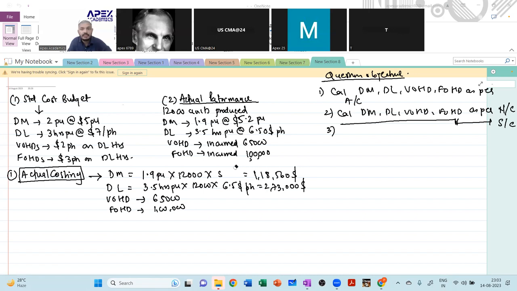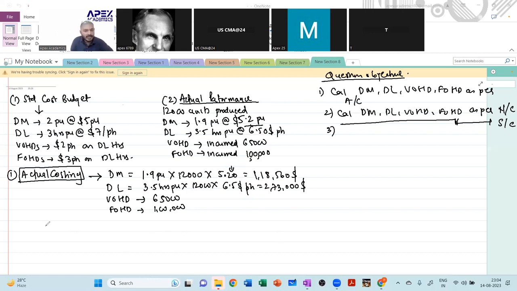Just a second. Let me find it. Let me just check. 1.9 into 12,000 into 5.2 is 1,80,560. My overall is correct, but I'm sorry, this was an error here. It will be the actual only. Right? Now, actual costing is over.